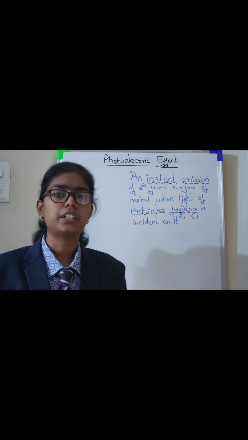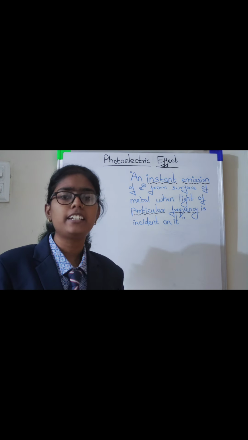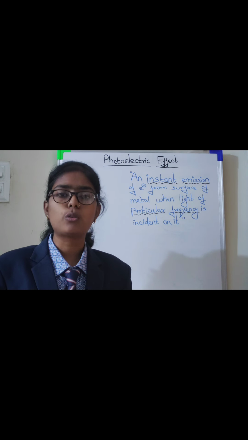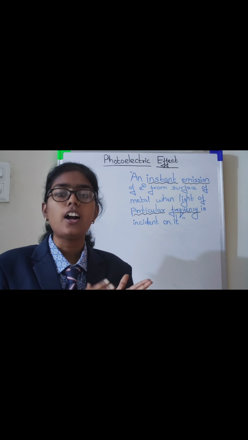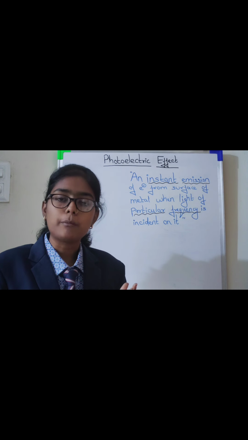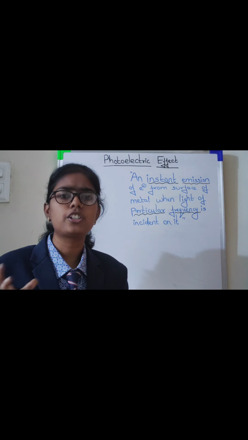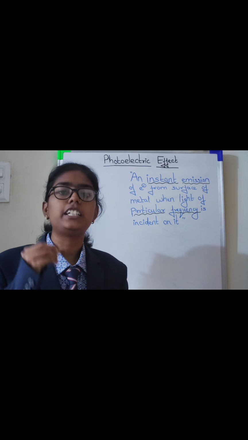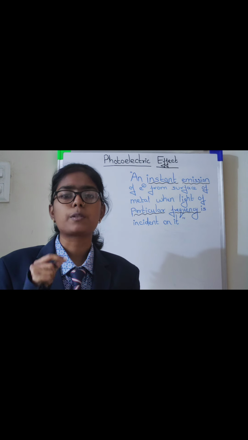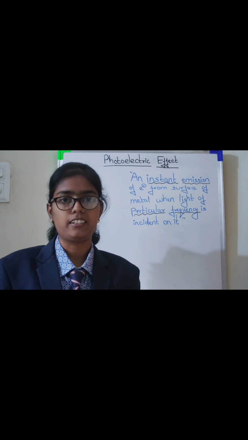Photoelectric effect is nothing but an instant emission of electrons from the surface of a metal when light of a particular frequency is incident on it. Meaning, the metal surface is present, and light of a particular frequency is incident on it. From that incidence of light, the electrons get ejected, but the emission is instantaneous. This is the experiment which was performed by the scientist Hertz in 1887.